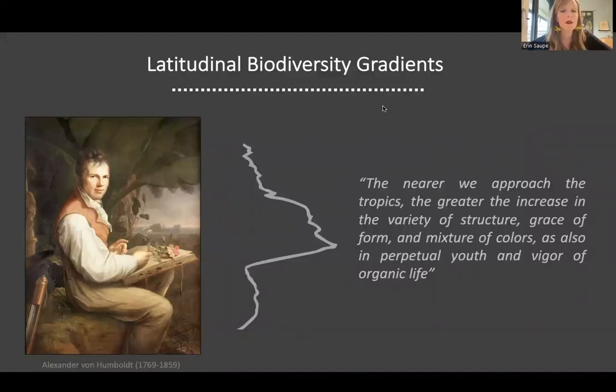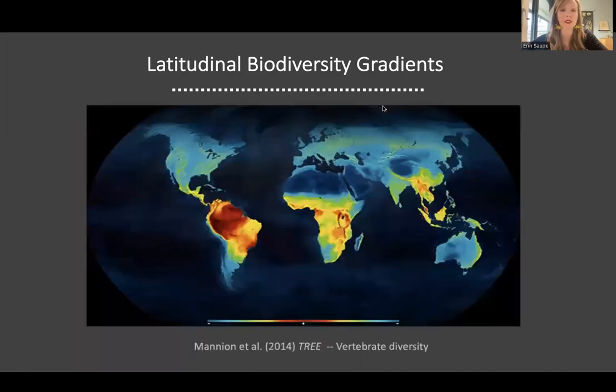So the latitudinal diversity gradient was first discovered over 200 years ago by Alexander von Humboldt, when he described the increase in the variety of structure, grace of form, and mixture of colors towards the equator. And since Alexander von Humboldt first described the diversity gradient, there have been over 100 hypotheses proposed to explain why we see higher diversity in the tropics.